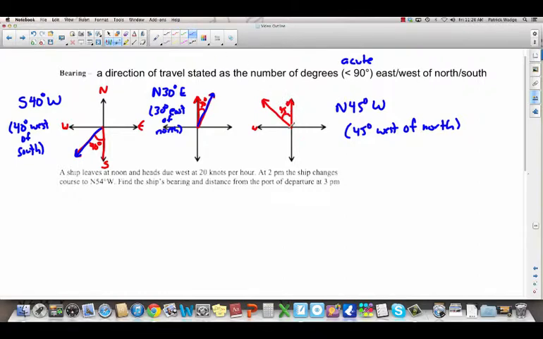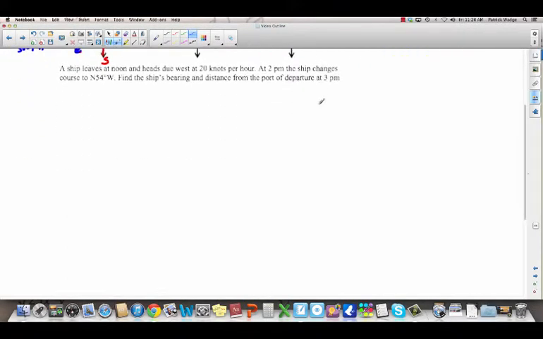So the direction you're moving is this. That's the direction you'd be moving. Okay, kind of tricky and bizarre, but that's how it is.